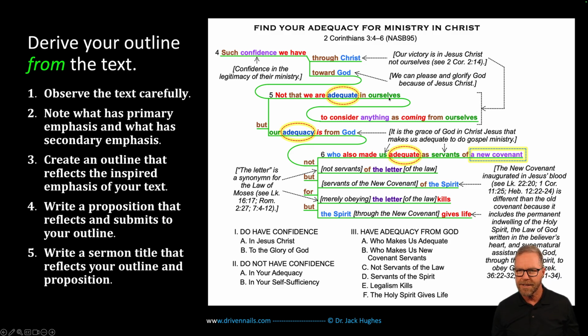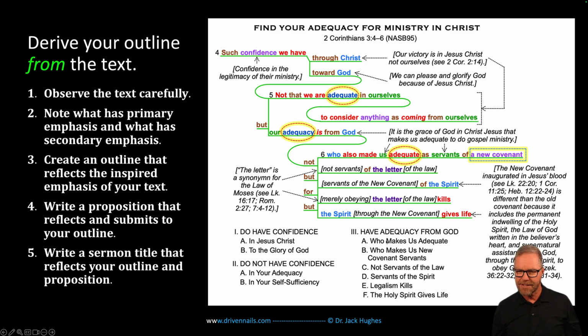Not that we are adequate in ourselves to consider anything as coming from ourselves, in your adequacy, in your self-sufficiency. No, that's not how you become confident. And then third, have adequacy from God. Where did I get that from? Adequacy is from God. There it is. Notice how it comes right from the text.